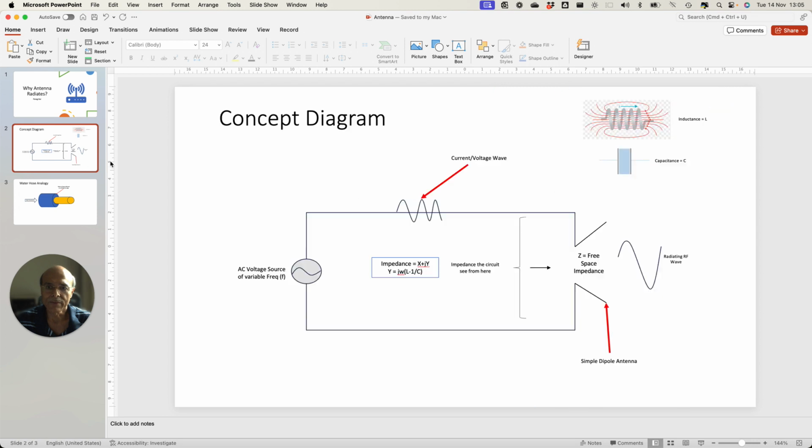Now friends, what I have done is I have drawn a concept diagram myself, because I tried to search the web and could not find a very simple concept diagram. So I thought, let me just put it out before you, and I'll explain what it means. This is a simple circuit diagram. Consider this as an electronic component embedded into an antenna, which is enabling it to radiate RF waves.